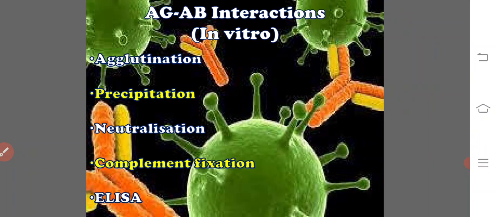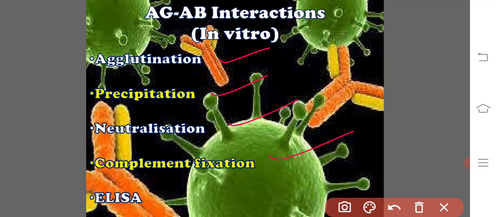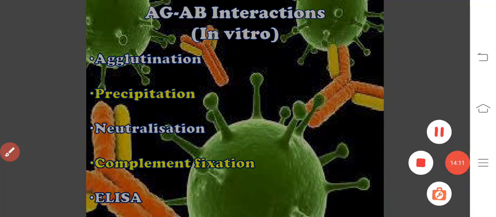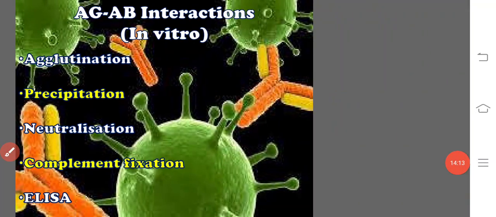A variety of serological reactions are used in laboratories. The most important and often used ones are agglutination, precipitation, neutralization, complement fixation, and ELISA. Let us see one by one.